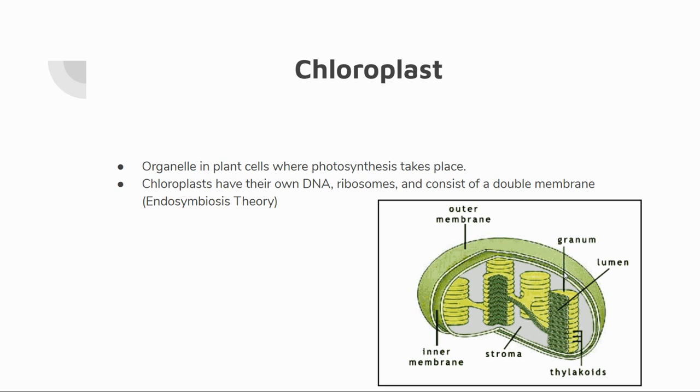So the chloroplast is where all of this is going to take place, and this is the organelle in plant cells and a few bacteria where photosynthesis can take place. The chloroplasts have their own DNA, ribosomes, and consist of a double membrane, and this gives way to the endosymbiosis theory that we talked about back in section 1 of Unit 3.